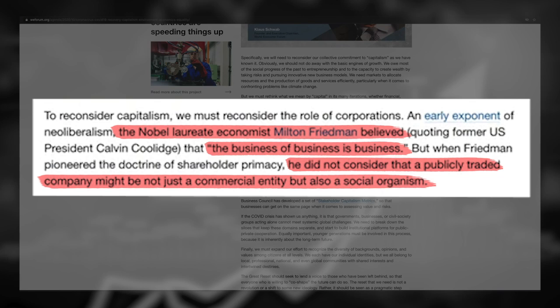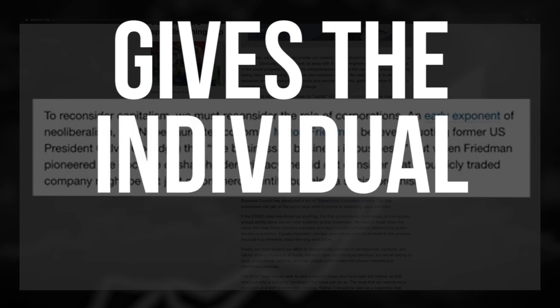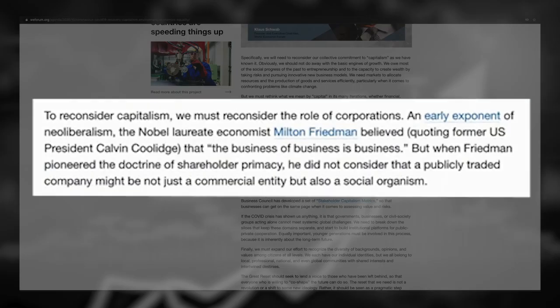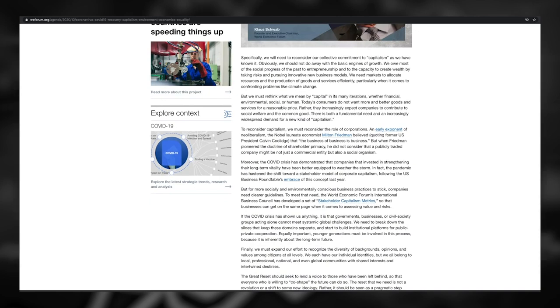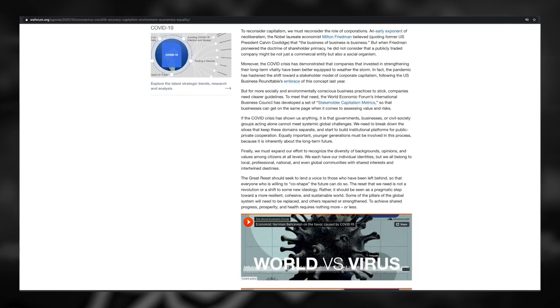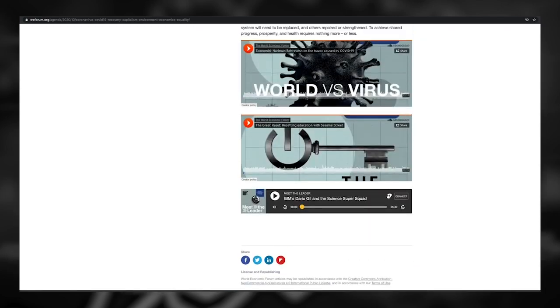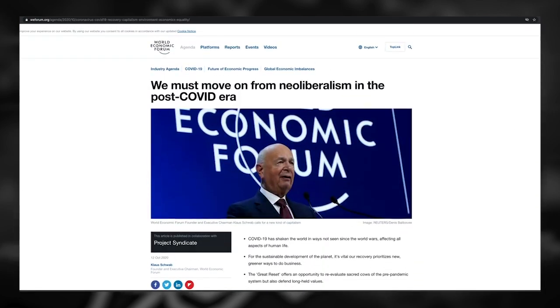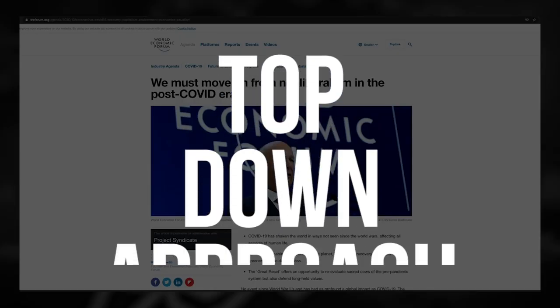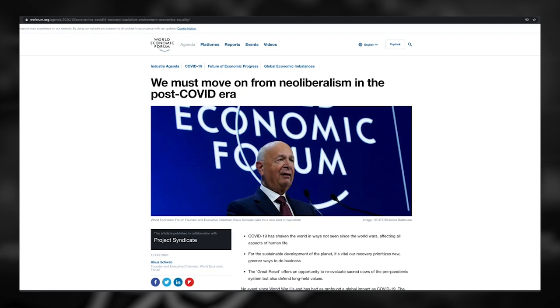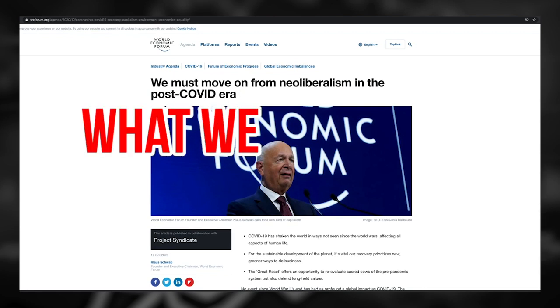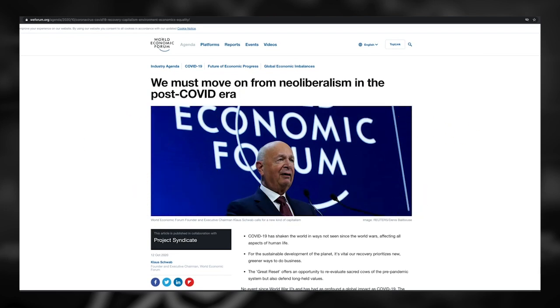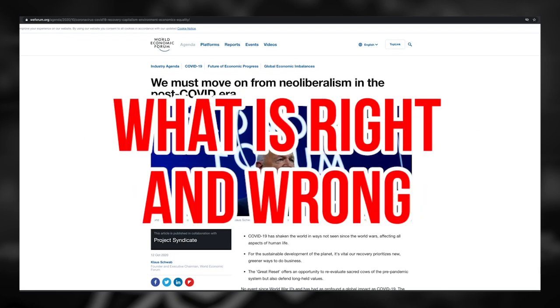And you can see what's happening here is they don't like neoliberalism because neoliberalism gives the individual priority. They're the ones that determine how goods and services are distributed throughout the economy. It's a bottoms-up approach where Klaus and his cronies and the global elites all want a top-down approach. They want to make all the decisions. They want to determine what we should do with our lives. They want to determine what is right and wrong. They think that we are too stupid to make those decisions on our own.